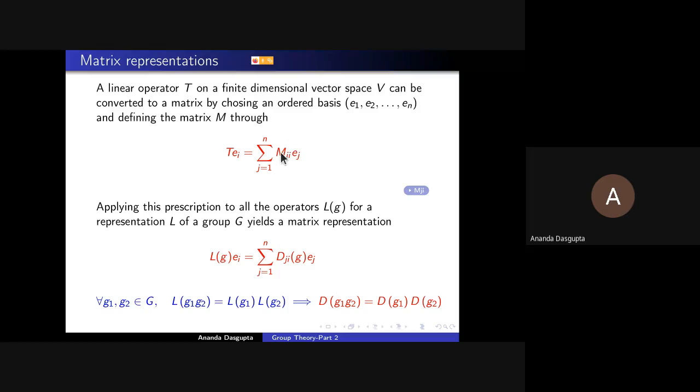The important thing is, that is precisely why you have this Mji rule here. That ensures that when L(g1) L(g2) turns out to be L(g1 g2), then D(g1 g2) also turns out to be D(g1) times D(g2).